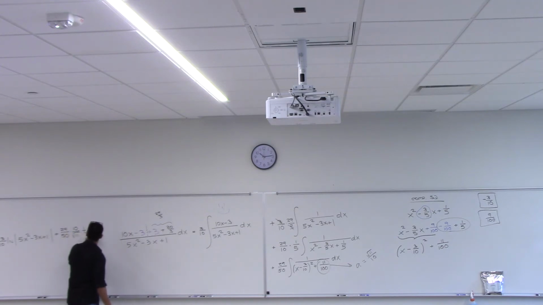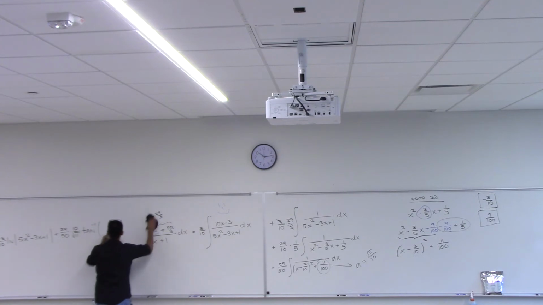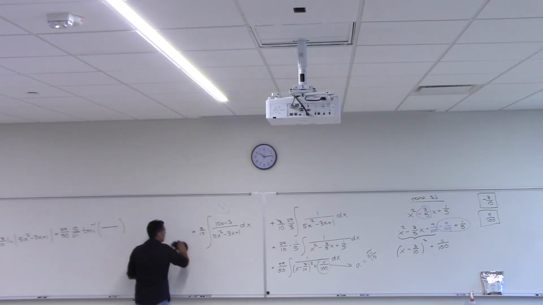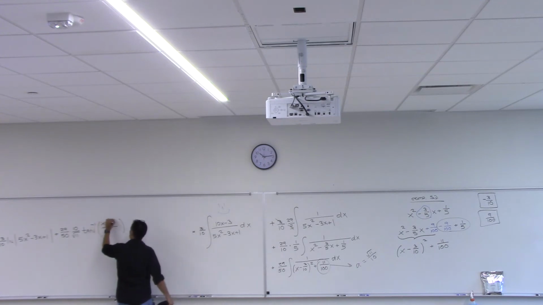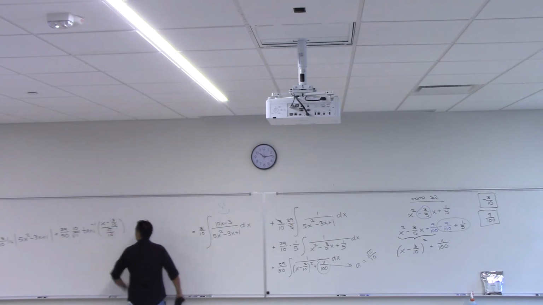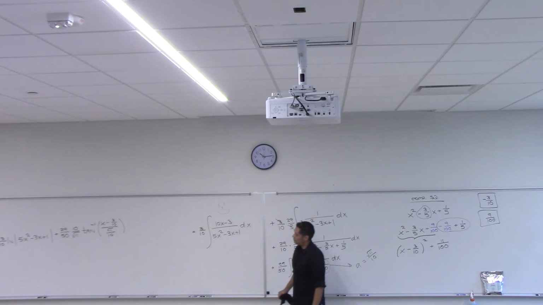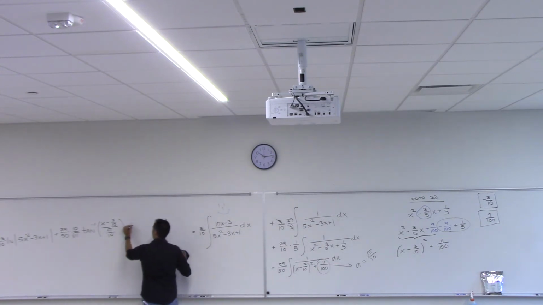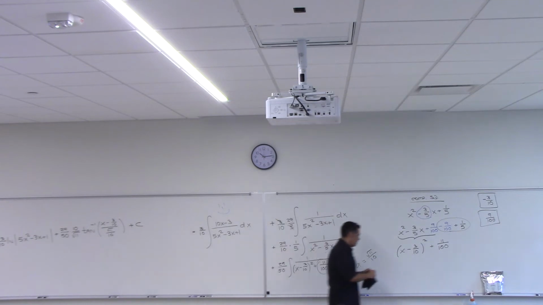Inverse tangent of u, what's u for us here? x minus 3/10 over a, which is root 11 over 10. Plus c, thank you. Plus c. I think there's some algebra we could do up front just to clean up. But do we want to? Not really. So let's see what Wolfram gives us on this. That's fine with me. Okay, so what was the original problem?